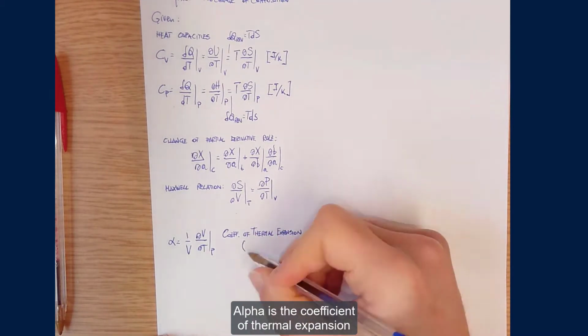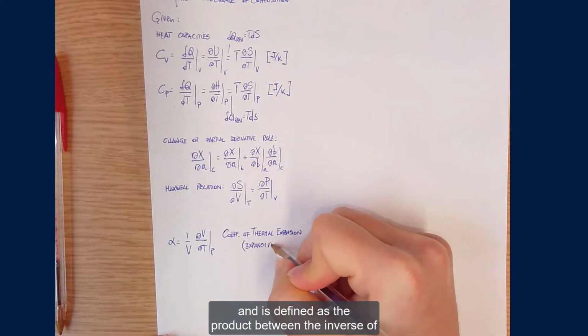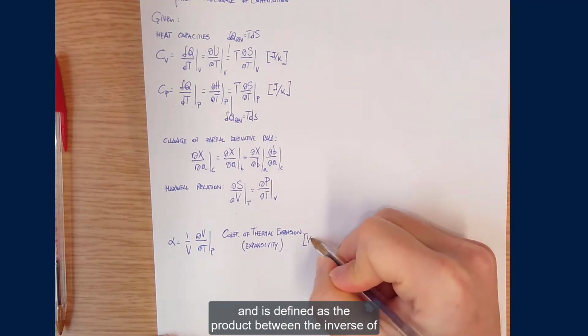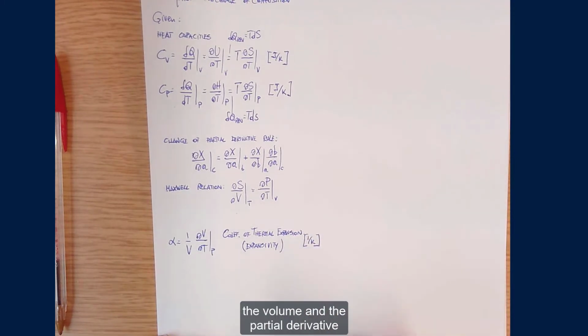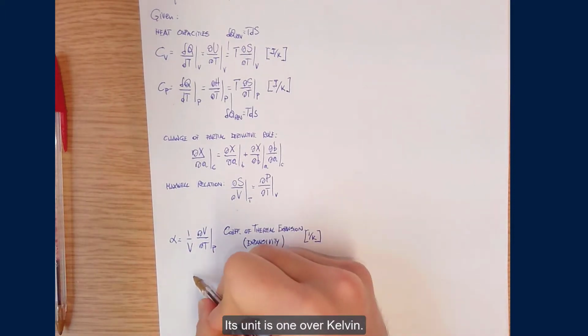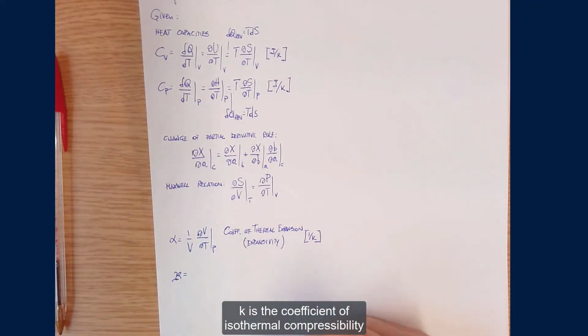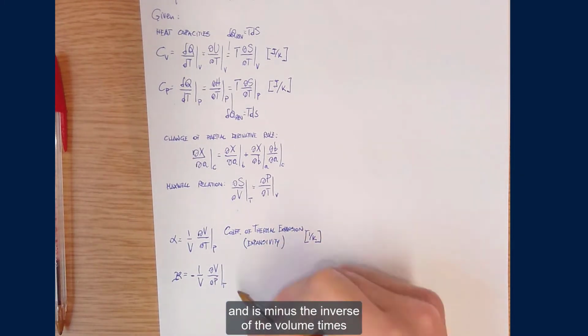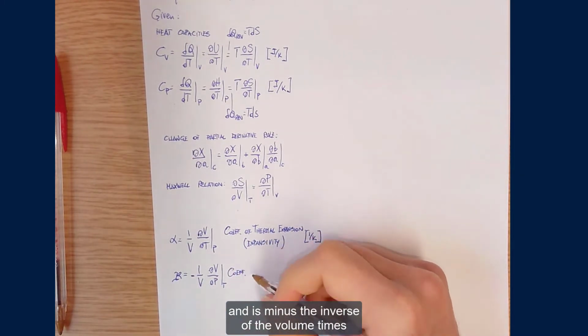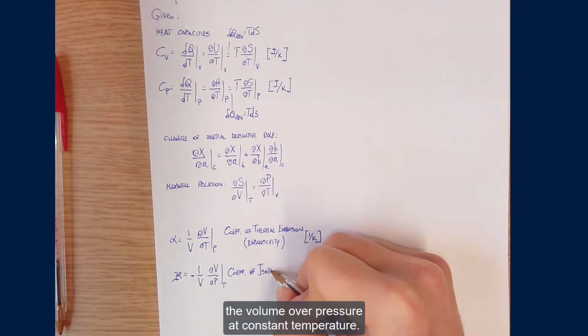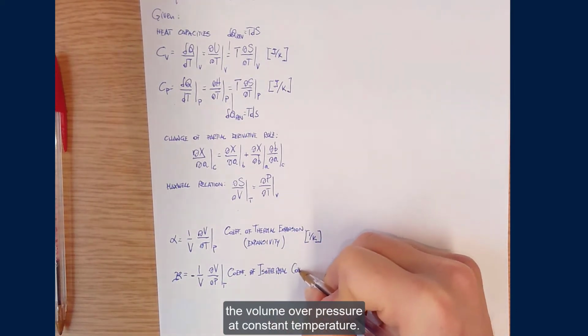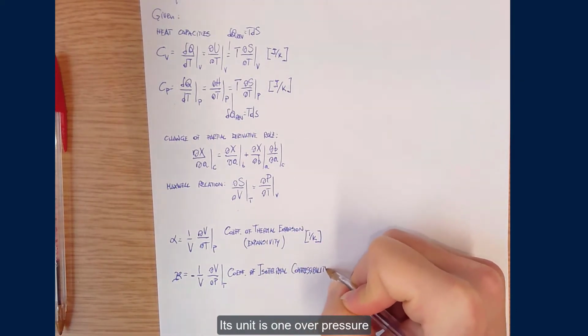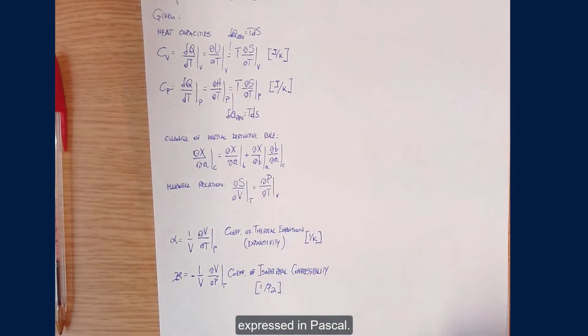Alpha is the coefficient of thermal expansion and is defined as the product between the inverse of the volume and the partial derivative of the volume over temperature at constant pressure. Its unit is 1 over Kelvin. K is the coefficient of isothermal compressibility and is minus the inverse of the volume times the partial derivative of the volume over pressure at constant temperature. Its unit is 1 over pressure, expressed in Pascal.